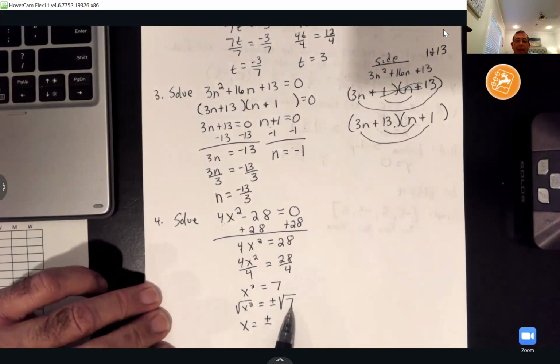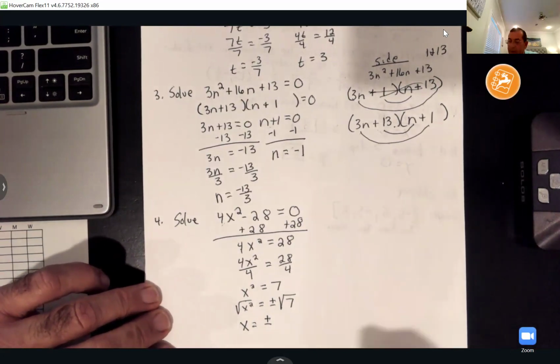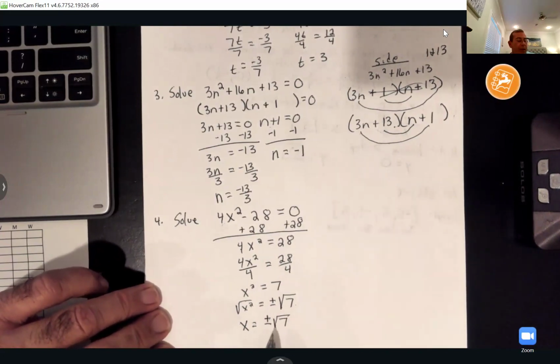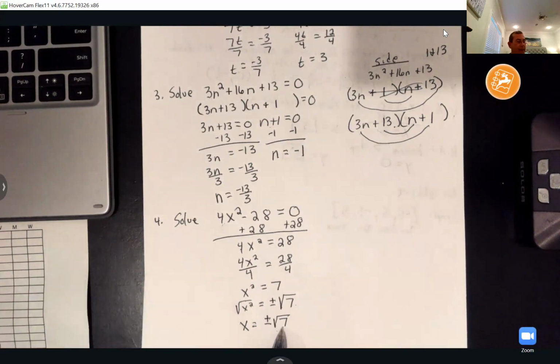And y'all look at that. I can't take a square root of 7. It will not simplify. So my final answer is a plus or minus square root of 7. So you can put square root of 7, comma, negative square root of 7, or you can use the plus or minus and then do square root of 7.